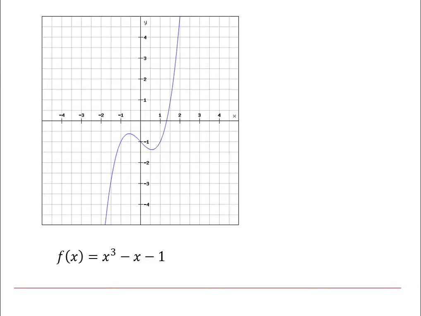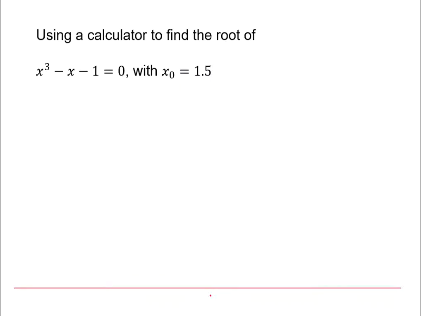So now we're going to look at the example that we've been considering with the other methods. As before, we're trying to solve the equation f of x equals 0. We've got the graph of y equals f of x, and we're now going to apply the Newton-Raphson method to this. It's quite easy to apply the Newton-Raphson method using a calculator, and we're going to take as our initial estimate 1.5.